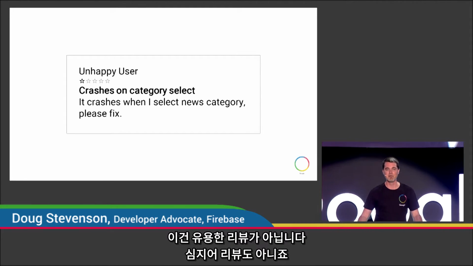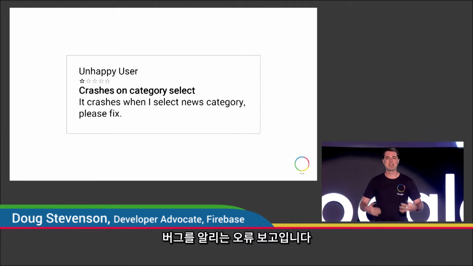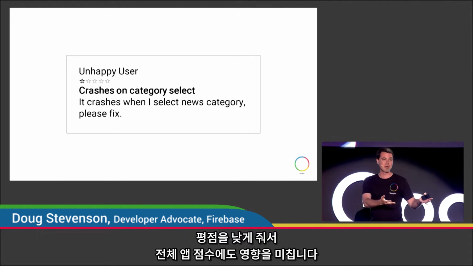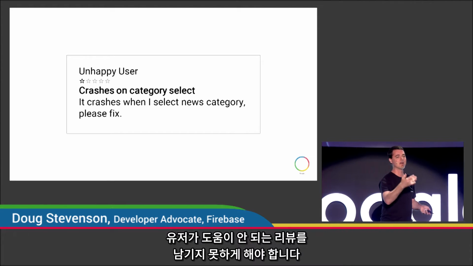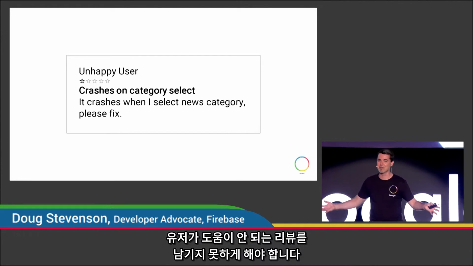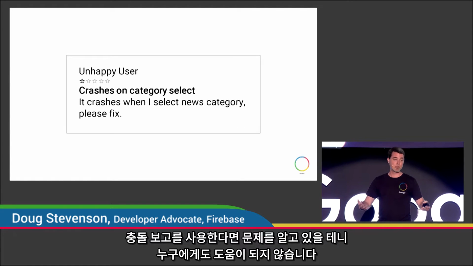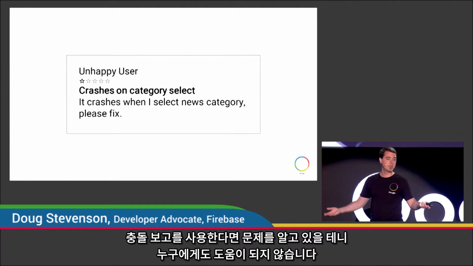Now, this is not a helpful review. It's not even a review. It's an error report. It's a bug report. And it's also a low rating, which impacts the overall score of your app. So you want to prevent these. You want to stop these. These are not helpful reviews. In fact, if you're using crash reporting, you already know this. So this doesn't help anyone.